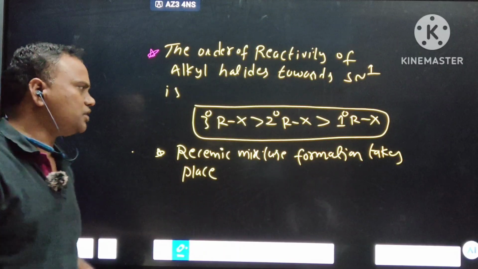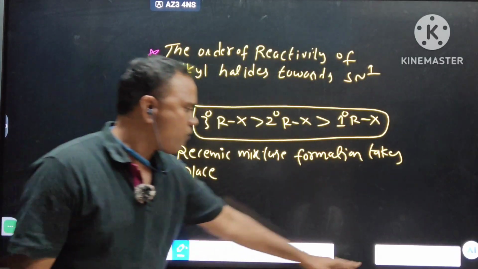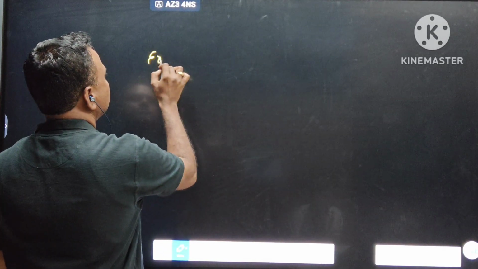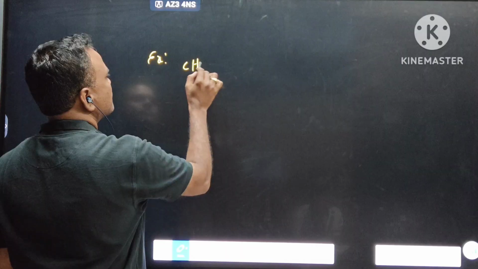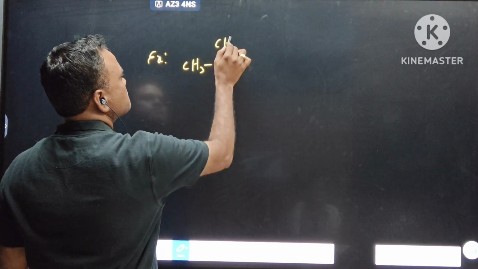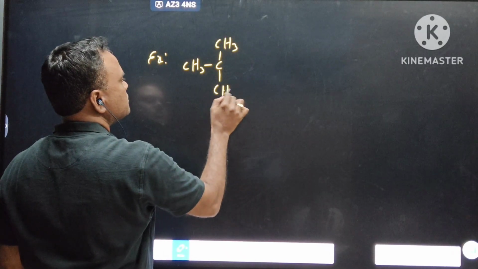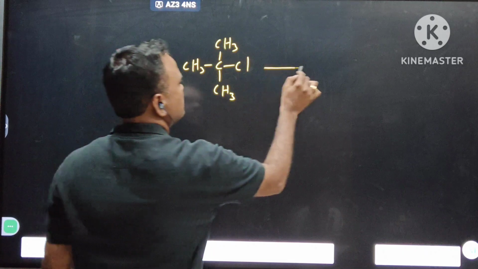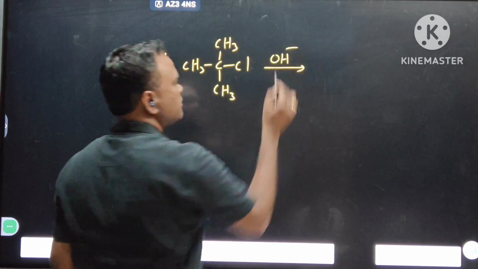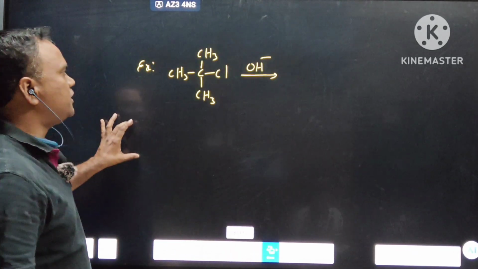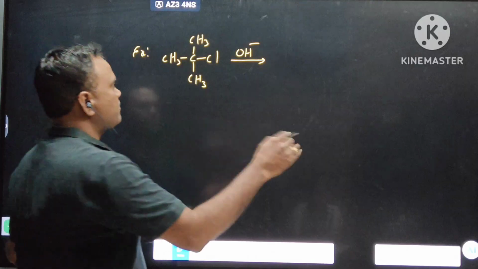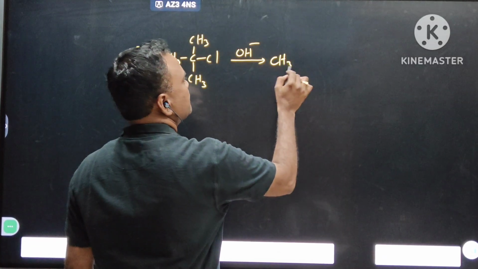Racemic mixture formation takes place. Let us see one example. CH3, Cl. OH minus is the nucleophile. First I will write the general reaction, complete reaction.